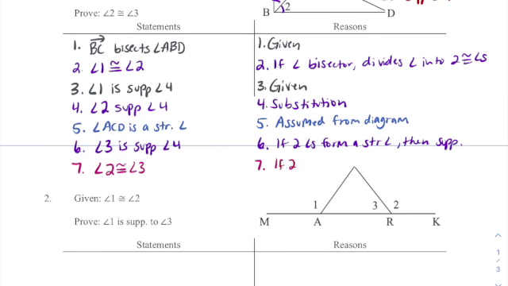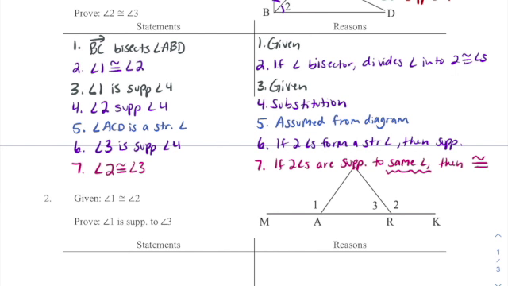So if two angles are supplementary to the same angle, then those angles are congruent. And this is so important that we say they're supplementary to the same angle. They have to be supplementary to something in common in order to prove them congruent.